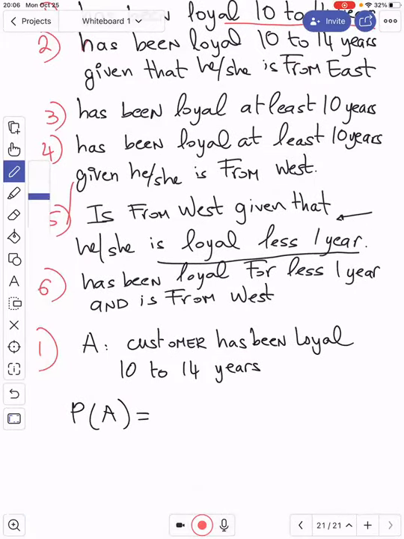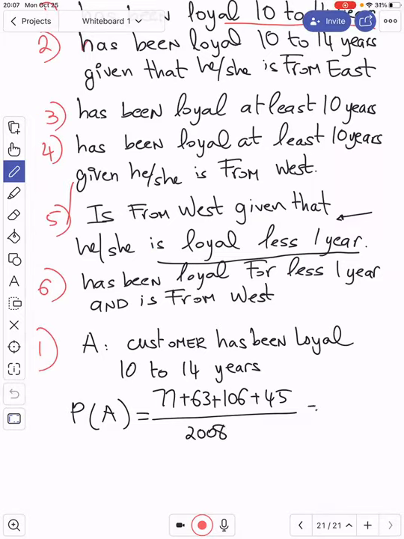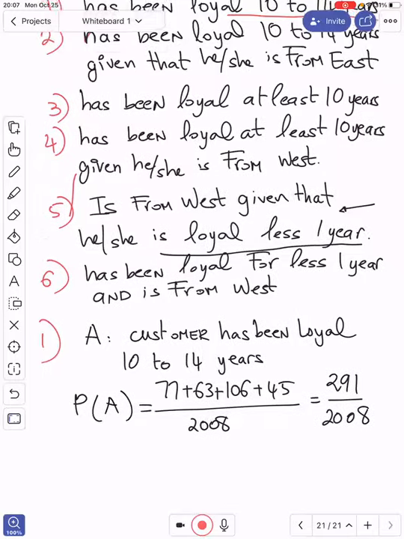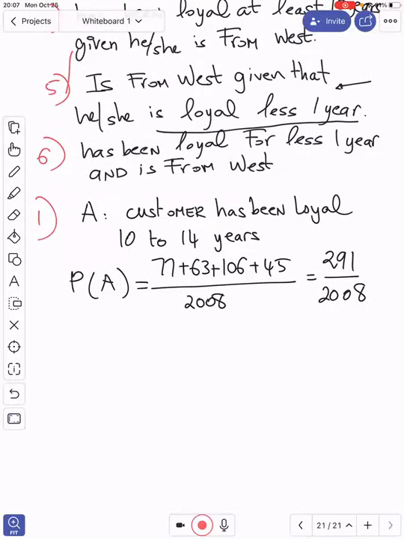So this is the 77, plus the 63, plus the 106, plus the 45. Over the size of the sample, we are interested in a random customer. So the total number of customers here, of course, as I said, it's 2008. All right, so that'll be 291 over the 2008. Please feel free, guys, to ask questions if you have any. You have to divide, of course, 291 by the 2008. That'll be the probability of the event A.